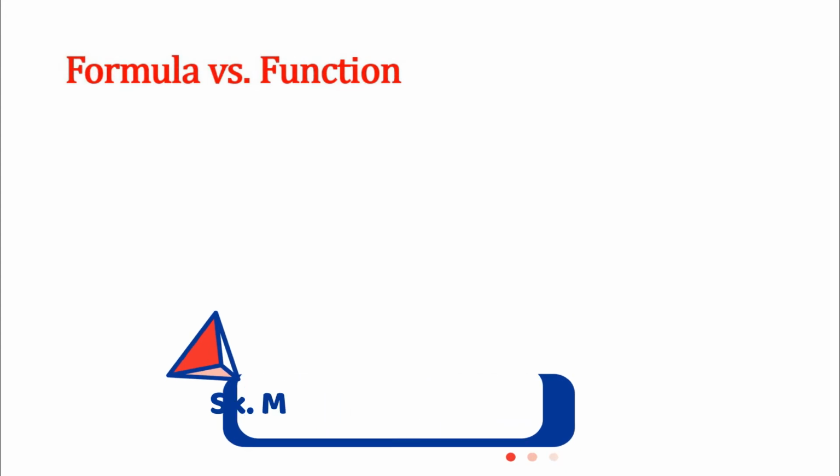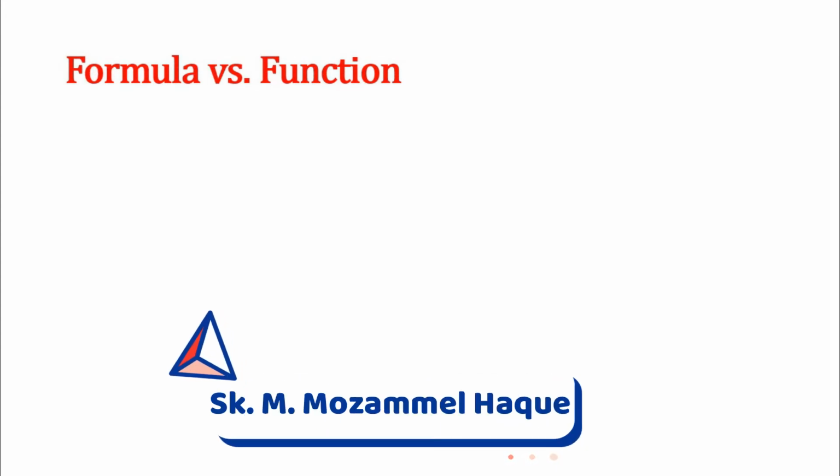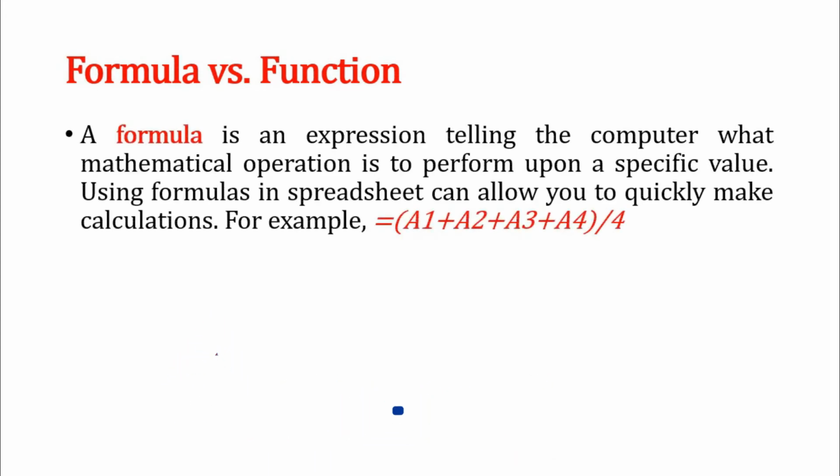Now see the difference between formula and function. A formula is an expression telling the computer what mathematical operation to perform upon a specific value. Using formulas in a spreadsheet can allow you to quickly make calculations. For example, equals A1 plus A2 plus A3 plus A4 divided by 4 to find the average of 4 numbers.